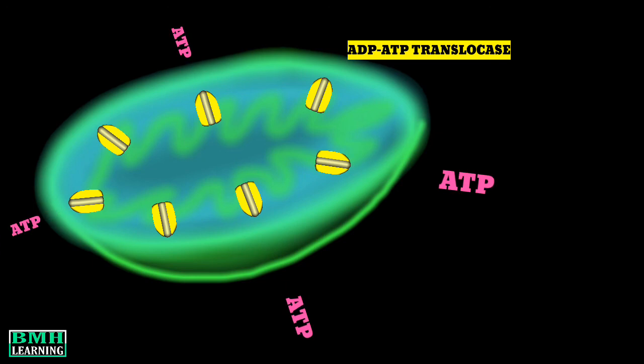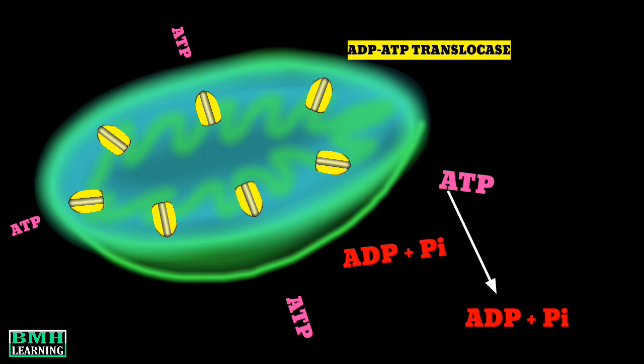In the cytoplasm, the ATP gets hydrolyzed. The ADP thus formed goes back into the matrix through the same transporter. But in reality, the exchange of ADP and ATP happens simultaneously.